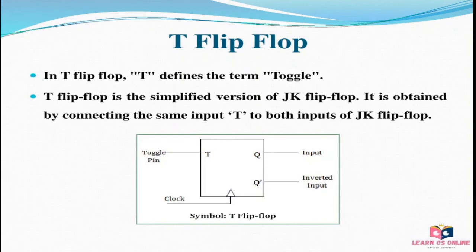T flip-flop is a much simpler version of the JK flip-flop. Both J and K inputs are connected together and thus it is called a single input JK flip-flop. When clock pulse is given to the flip-flop, the output begins to toggle. The symbol for T flip-flop is shown here.